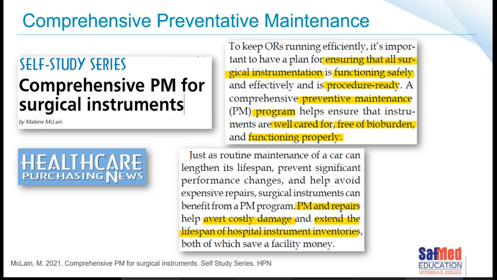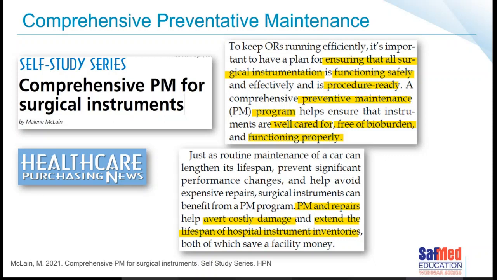So this Healthcare Purchasing News is based in the US, a very interesting magazine, more of a magazine, but with very nicely written articles that are well vetted. So in this particular self-study series, they have a whole range of them in the Healthcare Purchasing News. The focus was on comprehensive preventative maintenance for surgical instruments.